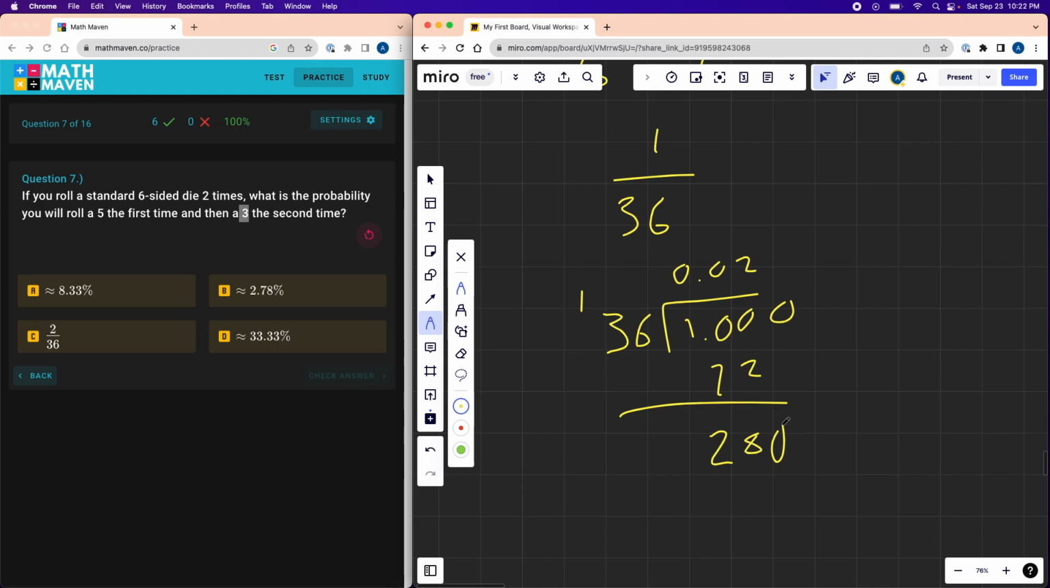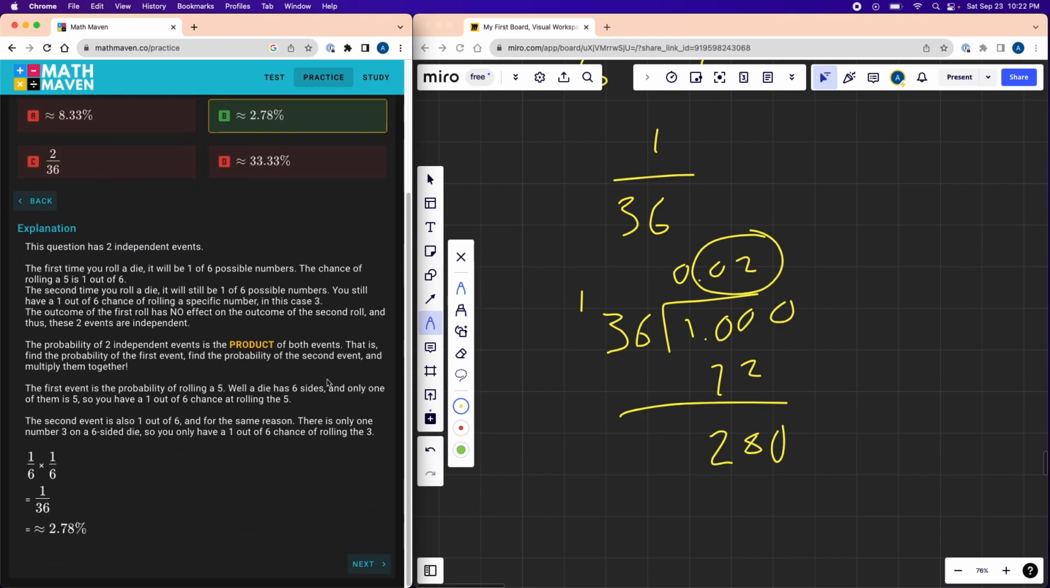And then we could actually probably even stop here because we know it's going to be about 2%. And if you look at our answer sheet, B is the only one that's going to make sense here at this point. So we'll go ahead and just select B, and there we go.